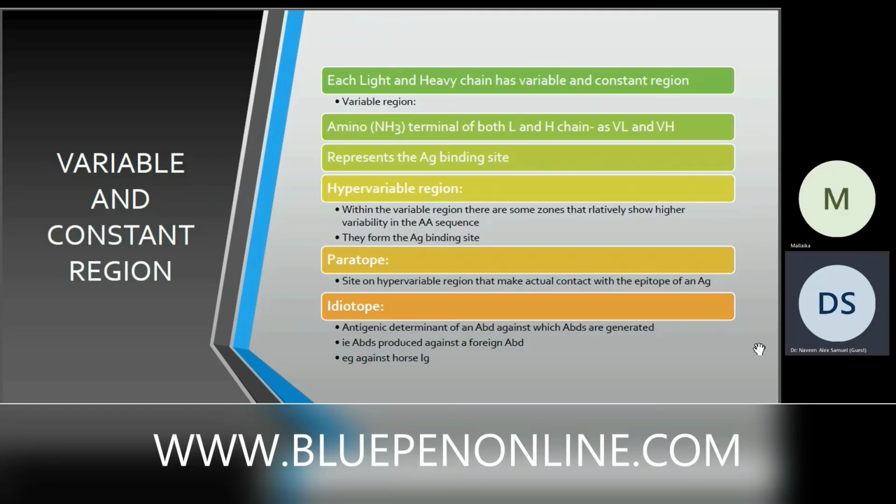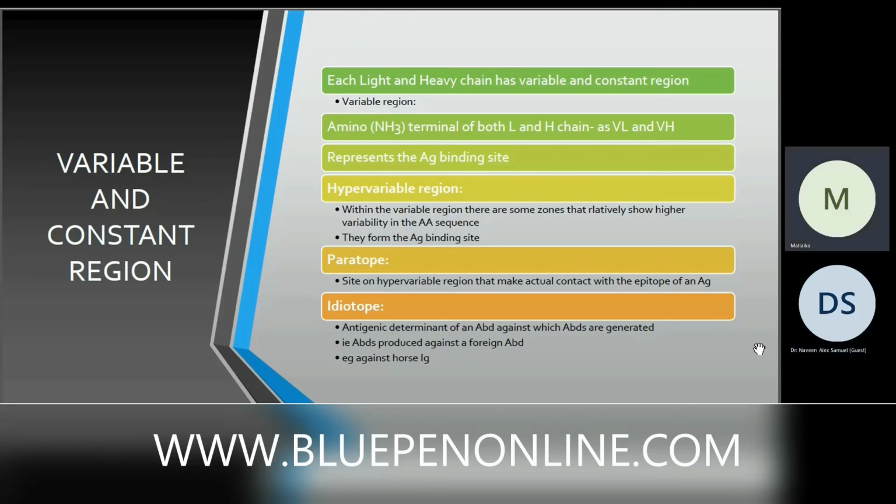It represents the antigen binding site. On the antigen, this site is called the epitope, whereas on the antibody it is called the paratope.